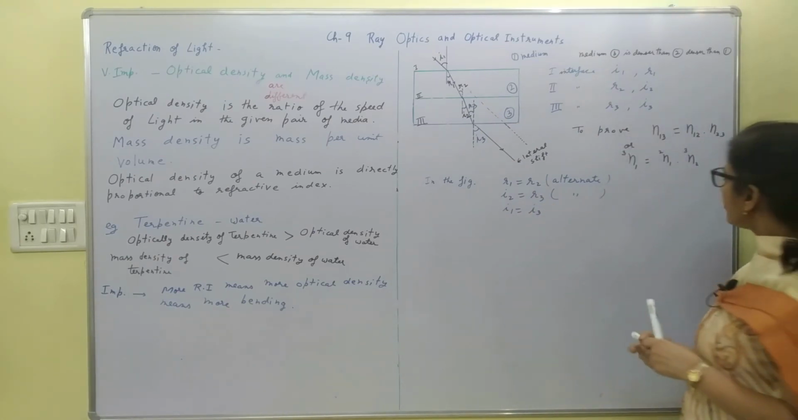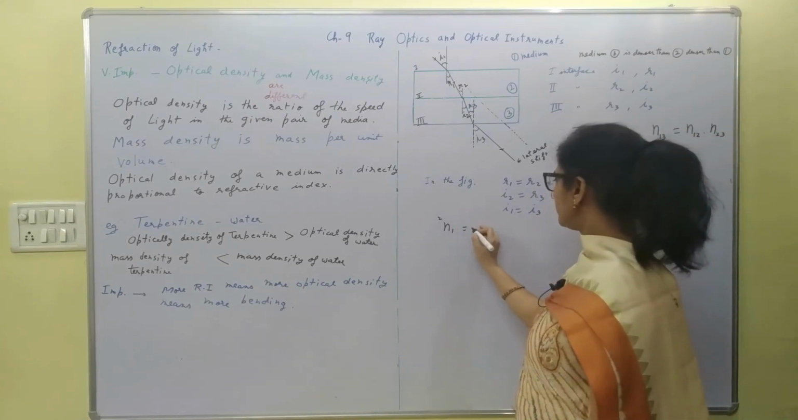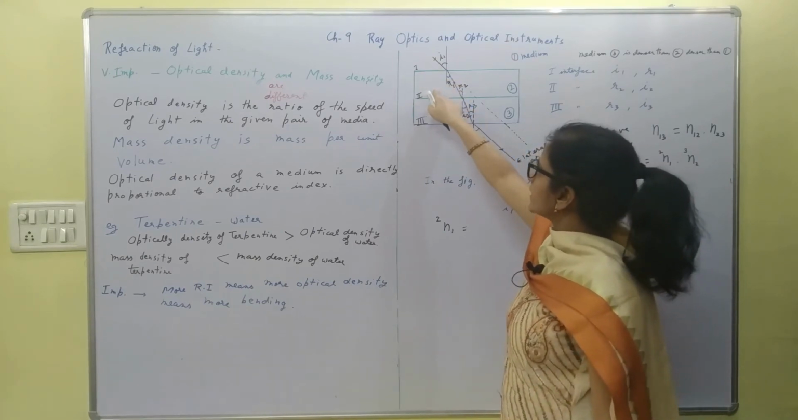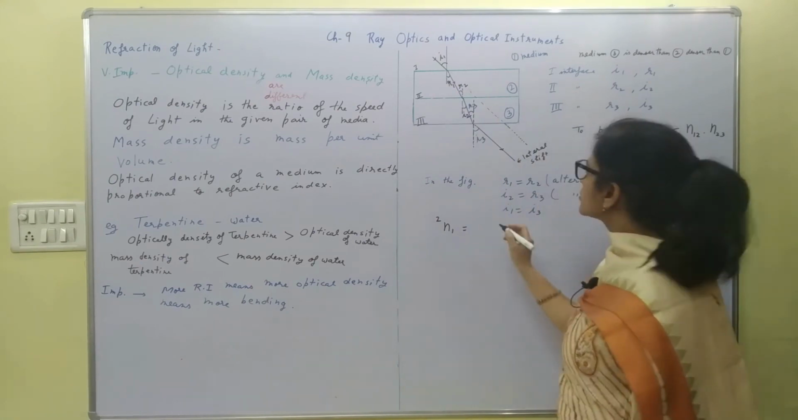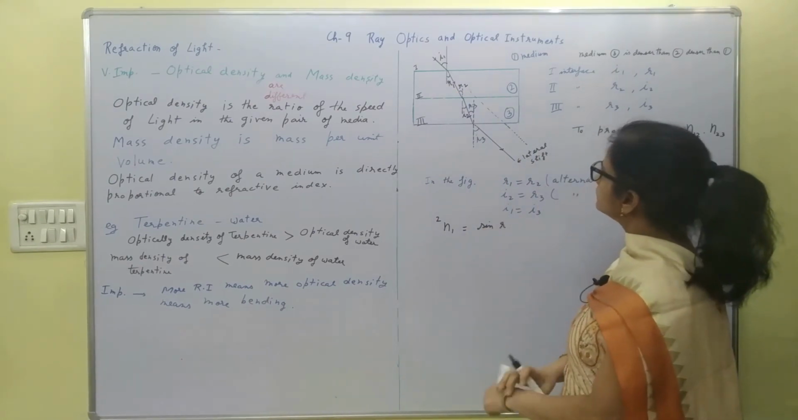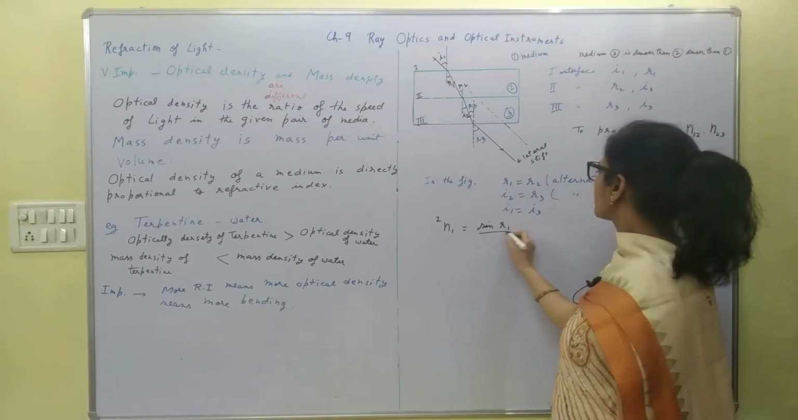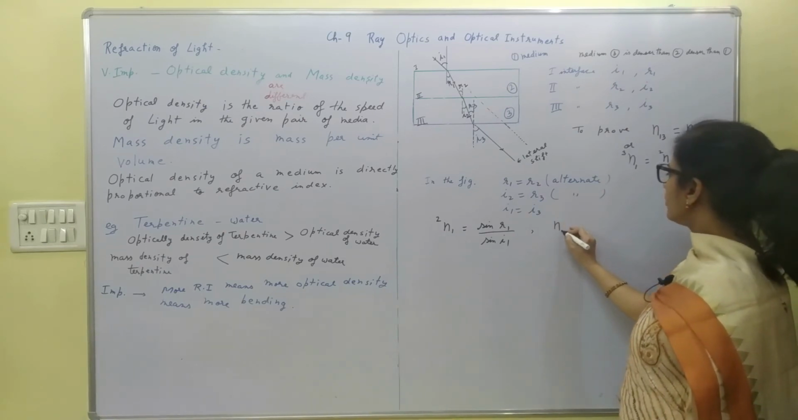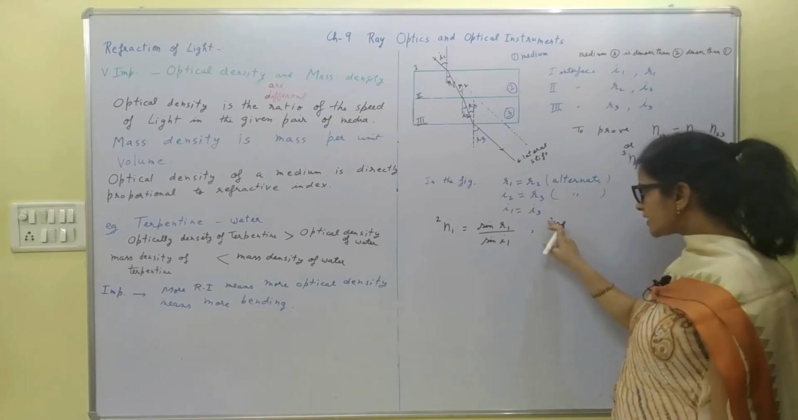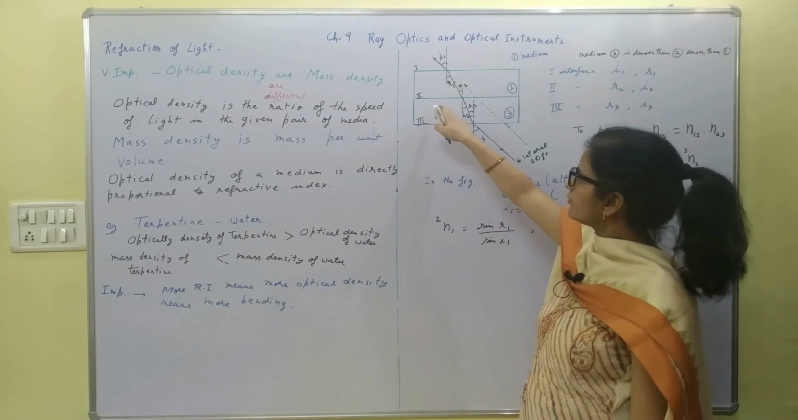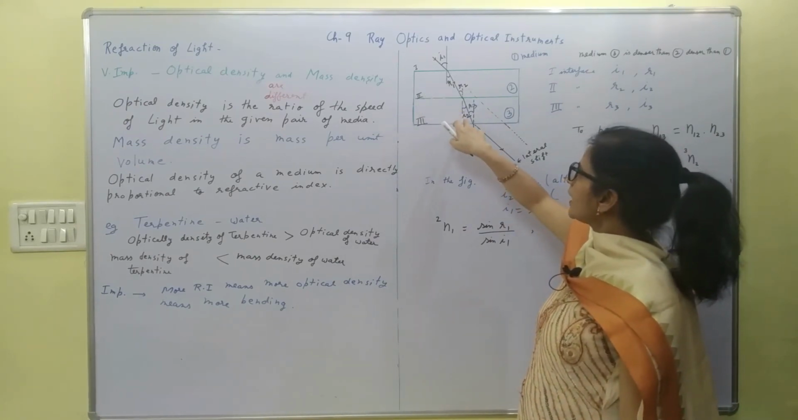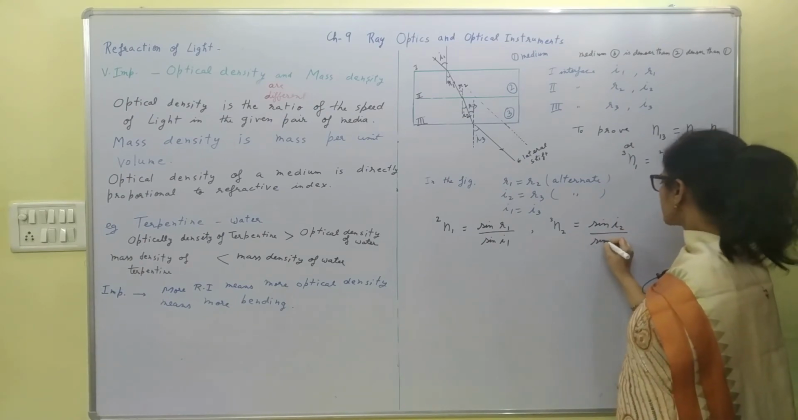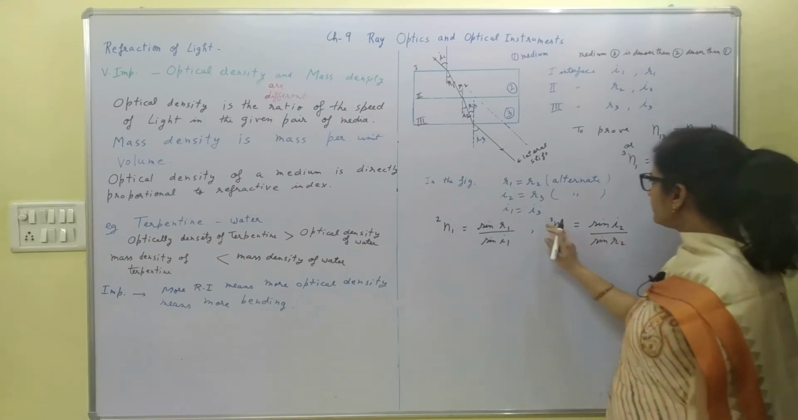So if I write the formula for N12, the refractive index of the first medium with respect to the second medium, which angle should I write in the numerator? R1. So I will write sine R1 upon sine I1. Similarly, if I want to write N23, the refractive index of the second with respect to the third, the third medium is opposite. So sine I2 will be written in the numerator upon sine R2.